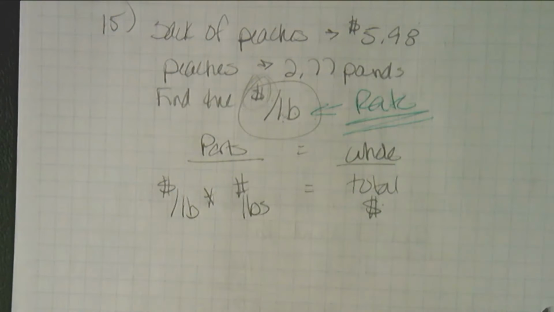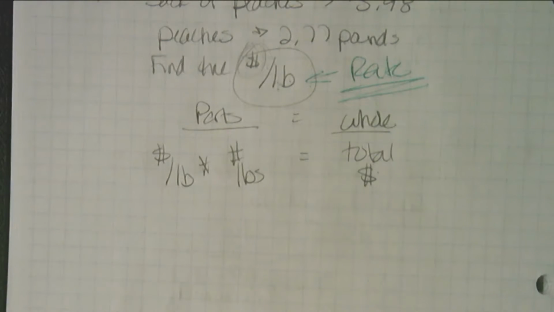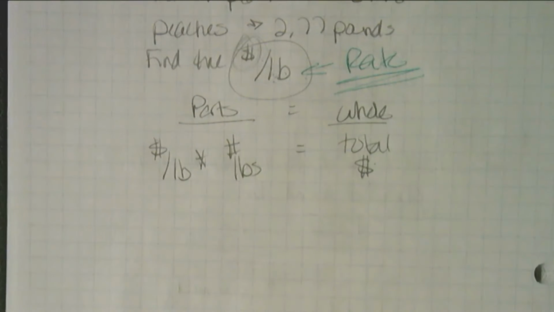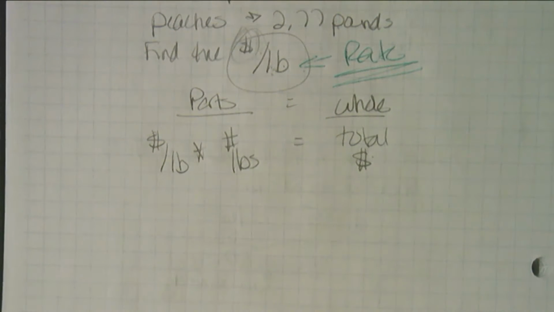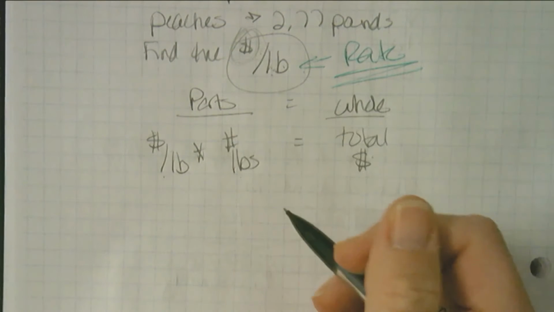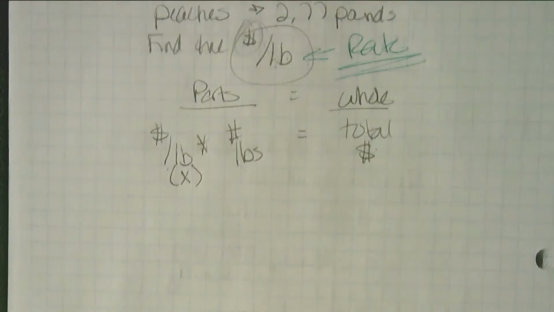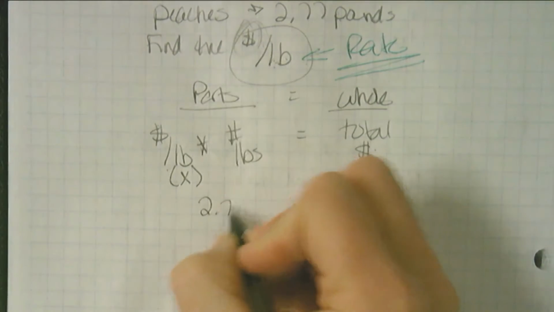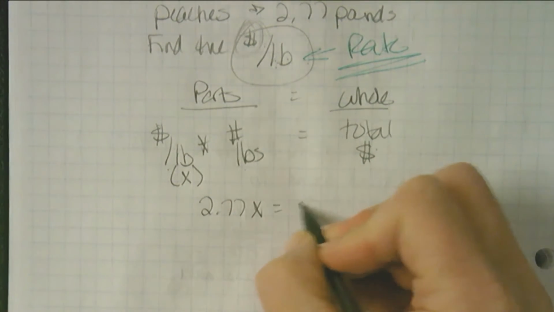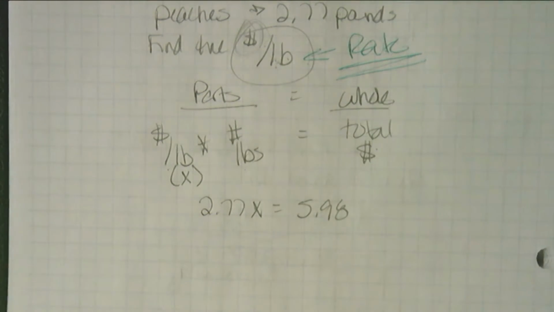So there is my game plan. I do not have division in game plans. 99.9% of the time you are not having division in game plans. You may use division when you're solving, but you don't have division in game plans. We have a rate. A rate's used with multiplication. I don't know my rate, my cost per pound, so there's my x. So my number of pounds, 2.77, times x is equal to 5.98.